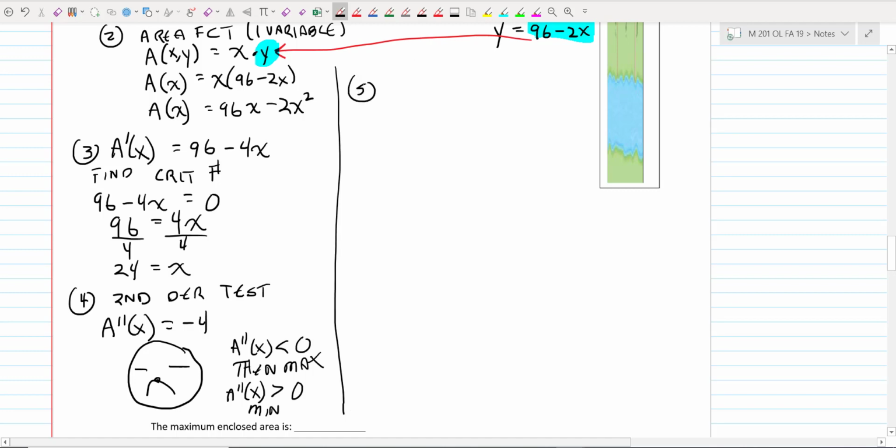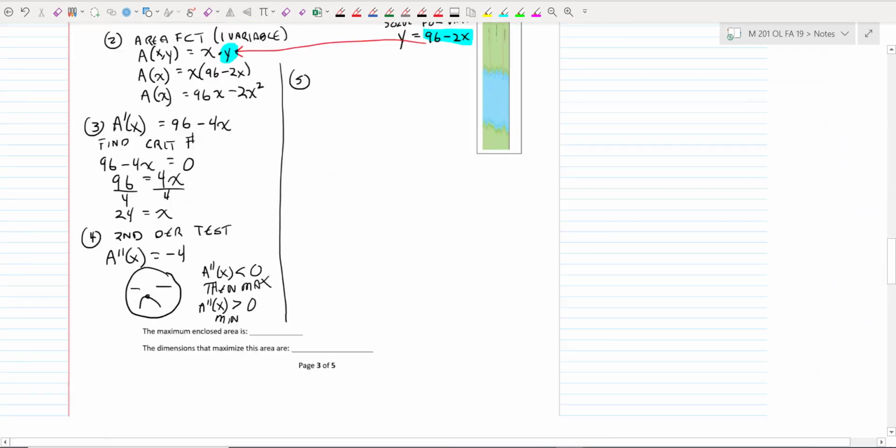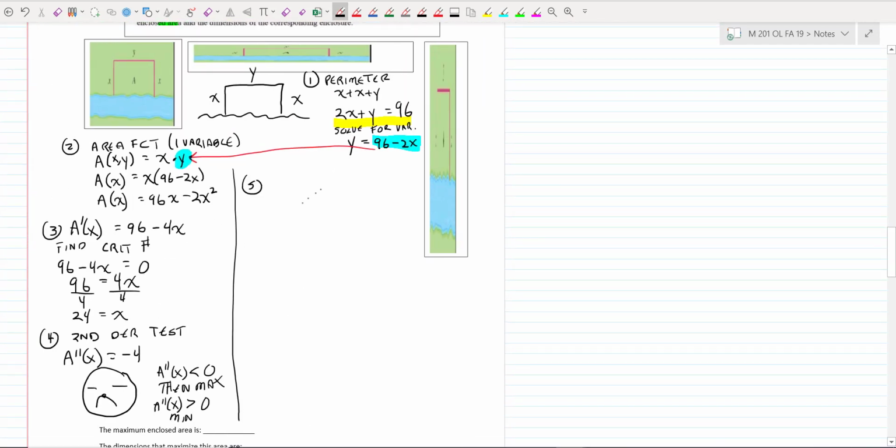Okay, fifth thing we're going to do is go back to our diagram and wrap it all up here. So our diagram, we had the river. We just figured out that we have 24 feet here and 24 feet here. So we have to figure out what y is now. Basically, all of the fencing adds up to 96. So if you subtract 24 from that, I think that'll give you 48 feet. All right, so you end up having this.